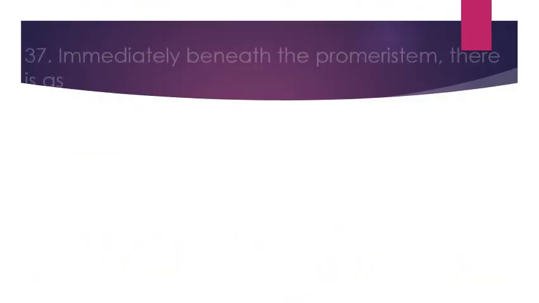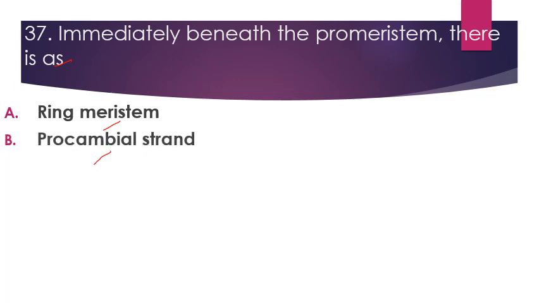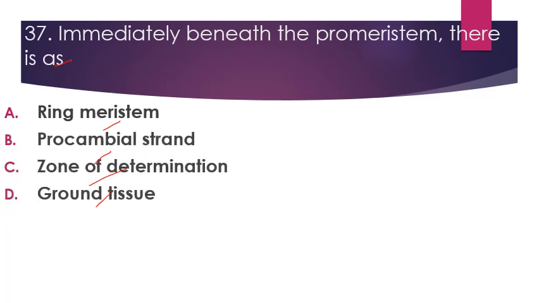So the next question: immediately beneath the promeristem there is a. Our options are ring meristem, procambial strand, zone of determination, or ground tissue. I'm not sure about this question. I think its right answer is the ground tissue.